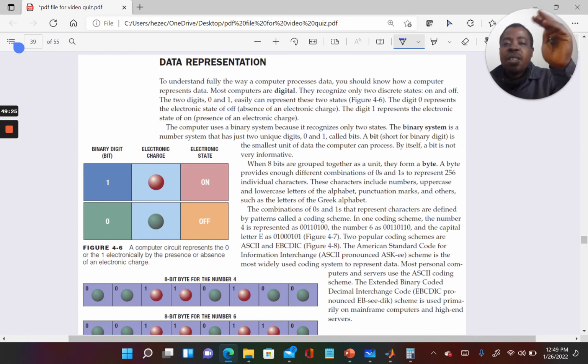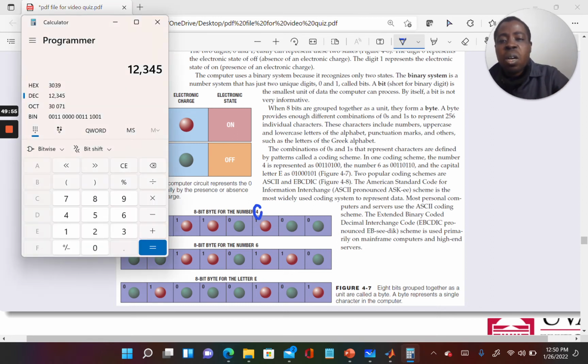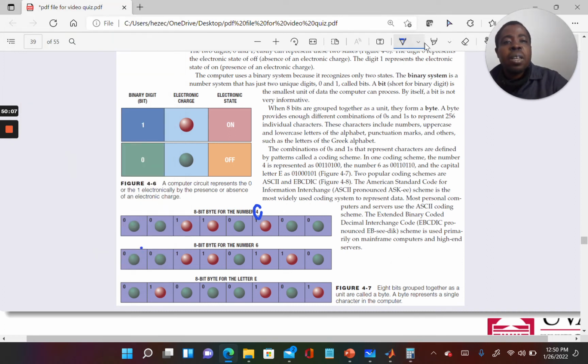So most computers are what? Digital. They recognize only 2 states. I'm just repeating it over and over, which is on and off. So we use digit 0 to represent off, and we use 1 to represent on. Okay, so for instance, this is the number 4. Our number 4 is stored as 00000100. So let me bring up the calculator and type number 4 now. See, 0100. Is that the 4 that is there? 8-bit for it. Okay, let me see.